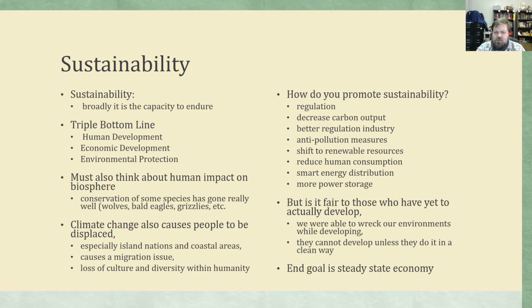But something that comes along with this, and a big question that's been asked over the last several decades, is if we are basically putting a leash on how you can develop, right, this sustainable development, is it really fair to those who haven't actually developed yet? Right, so we in the West were able to wreck our environment while developing, but we're saying that you can't develop unless you do it in a clean way. Now, maybe this is a learning from our mistakes kind of thing, but there's a lot of question about whether or not this is really a fair situation for everyone involved.